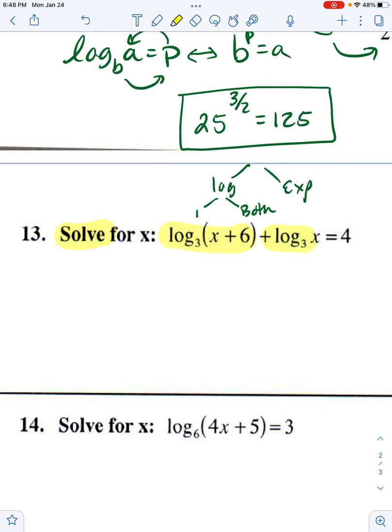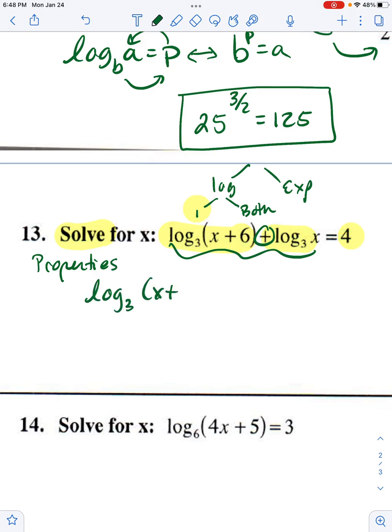So in this case, I have a log of this plus the log of that, and then no logs on the other side. So I'm in this boat. I have a log problem with logs on one side. I need to condense these. It is your job to remember that when logs are separated by addition, go back to your log properties. This is on your list, in your notes, everything. They go together using multiplication. So I take the x plus 6, multiply it by the other x, and it equals 4.